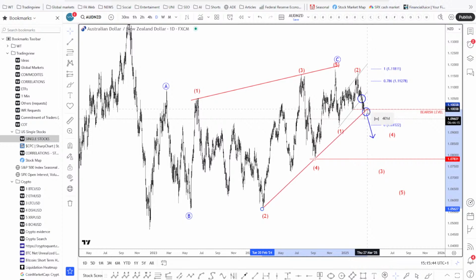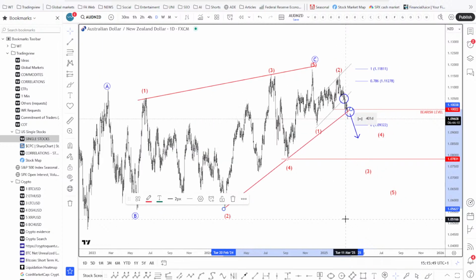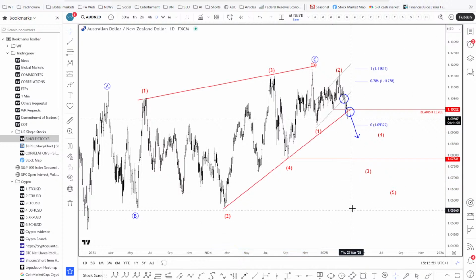Aussie is lagging behind, and possibly that's because, as you know, of China tariffs by the US, so maybe that's why the Aussie is lagging a bit.